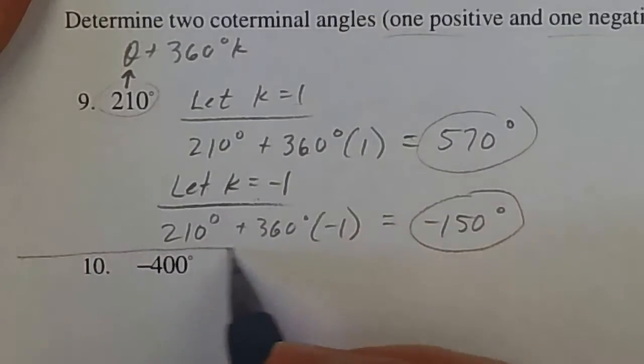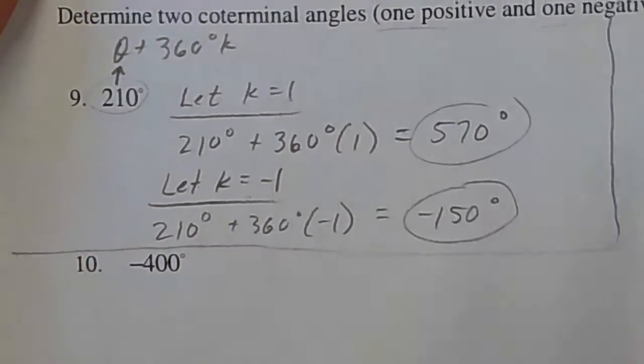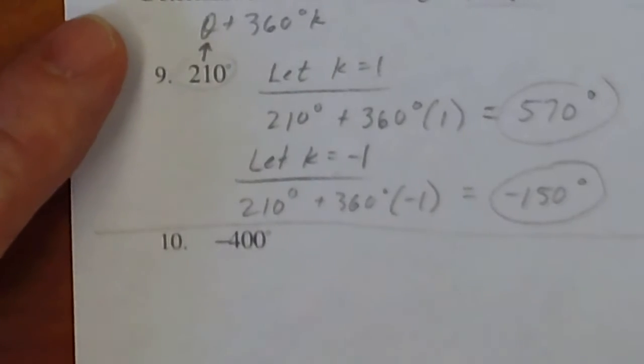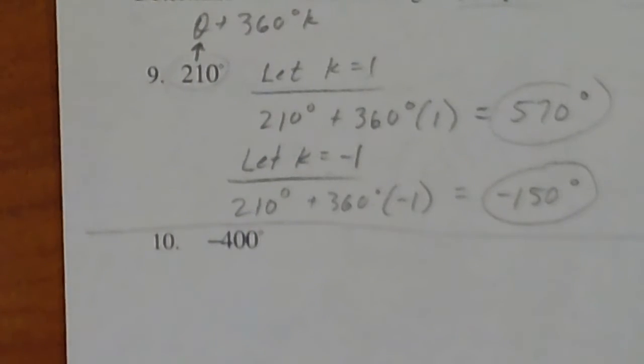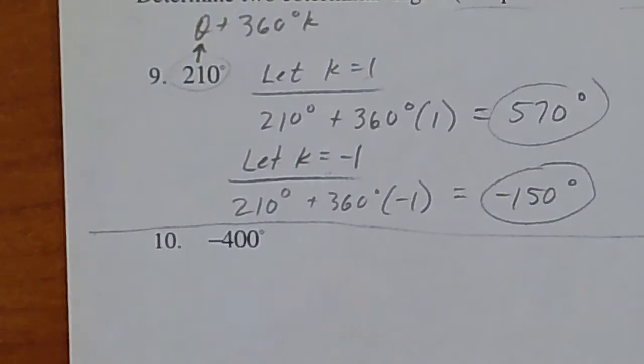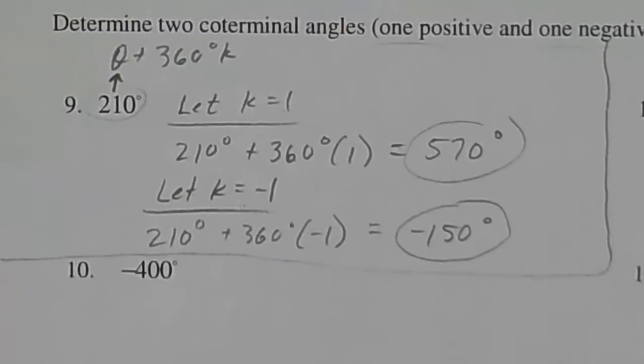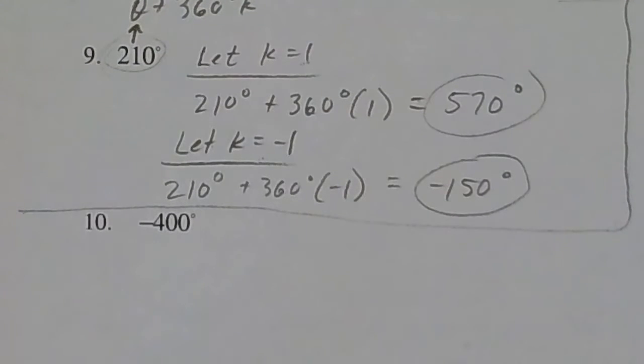All right. Okay, now 10's a little bit different because they actually give you a negative angle to start. So let's see what you can come up with for appropriate K values to get one positive and one negative. Okay, I'm going to go ahead and pause now and give you a couple minutes to try number 10.